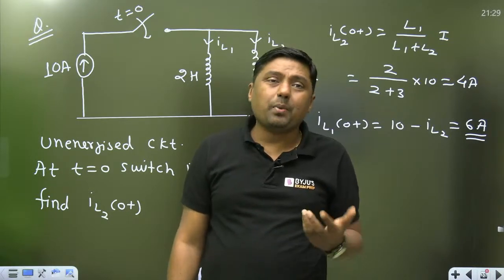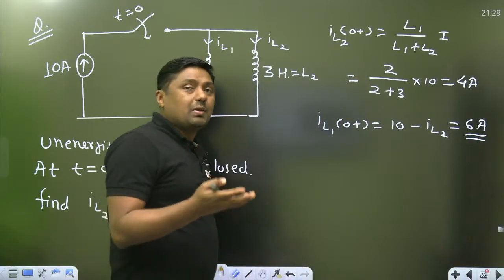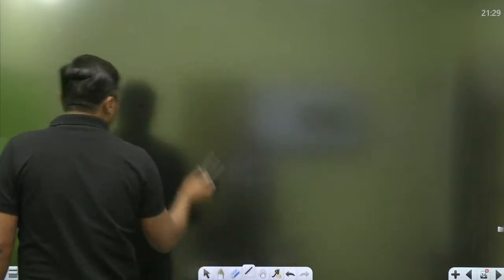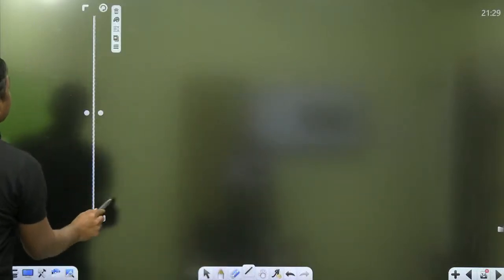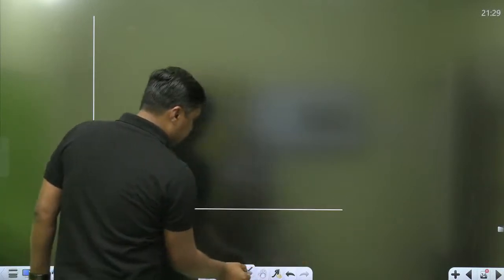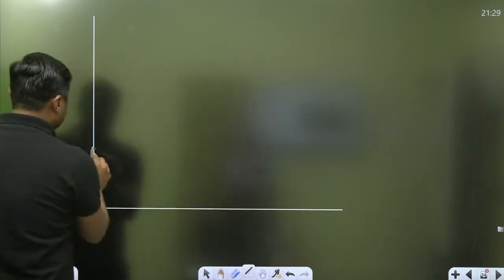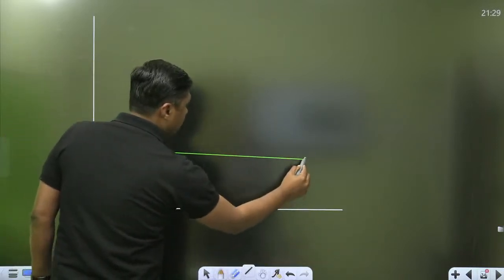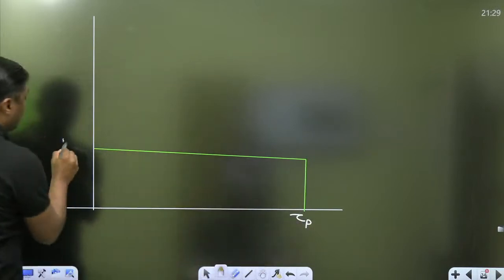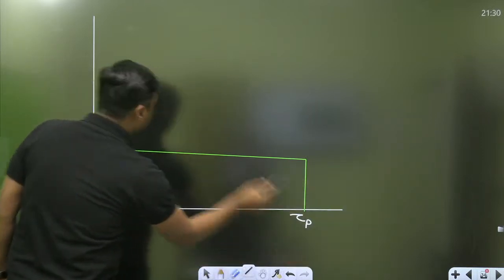Now, what is an impulsive signal? Everyone tell me. From signals and systems, what is the impulsive signal? Everyone watch this diagram. This is the width. What is the area of this? If the width is tau p, the height is 1 by tau p. What is the area? 1.